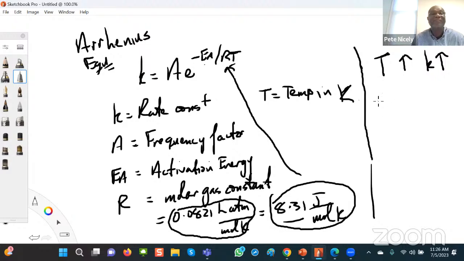Another thing I want to point out is that as the activation energy increases, the k value will decrease, all right?